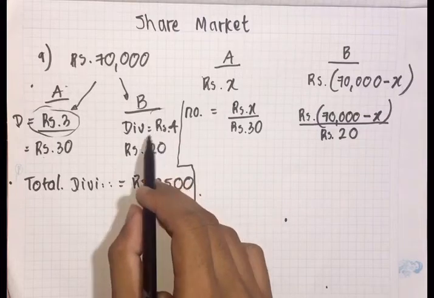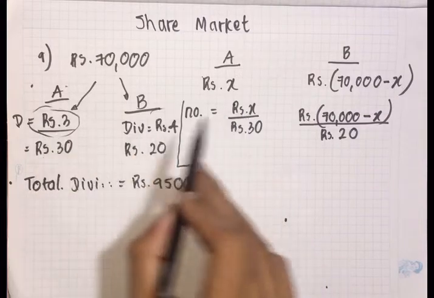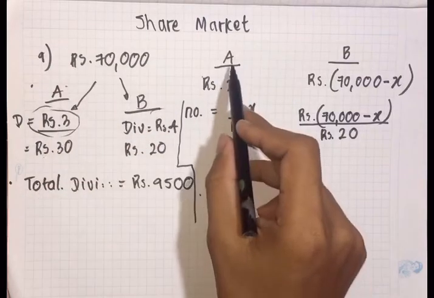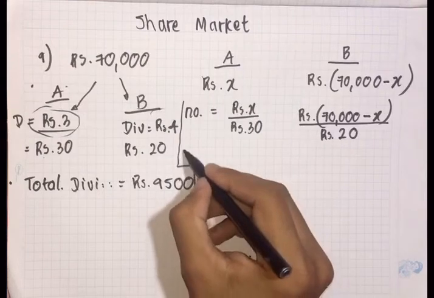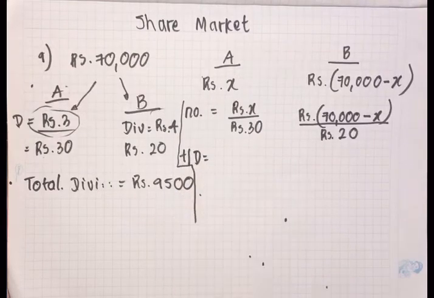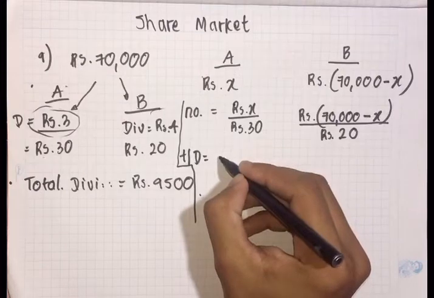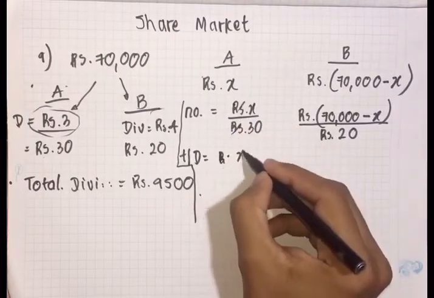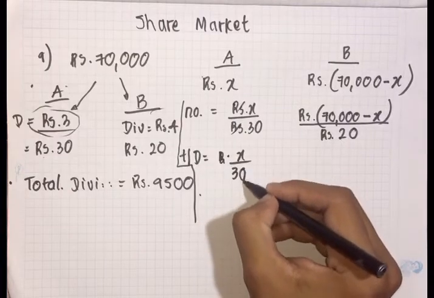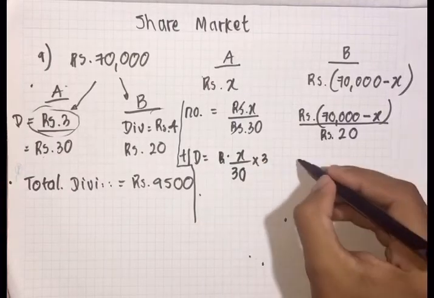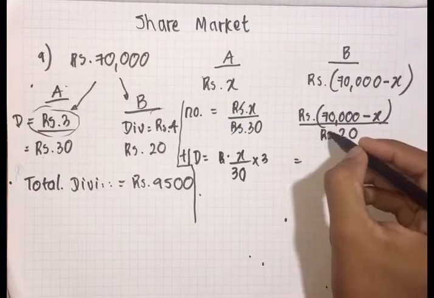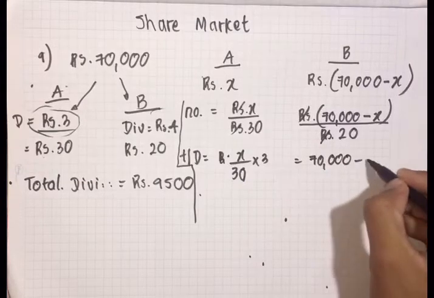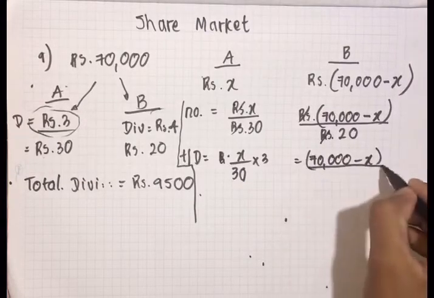Now in order to find the total dividends, you have to multiply the number of shares by 3 to find the total dividend in company A. Is that clear? Therefore the total dividend in company A is equal to, this is the number of shares, rupees will cancel off, therefore you have X over 30 multiplied by 3. In company B, this is the total number of shares, rupees will cancel off, therefore you have (70,000 minus X) divided by 20.